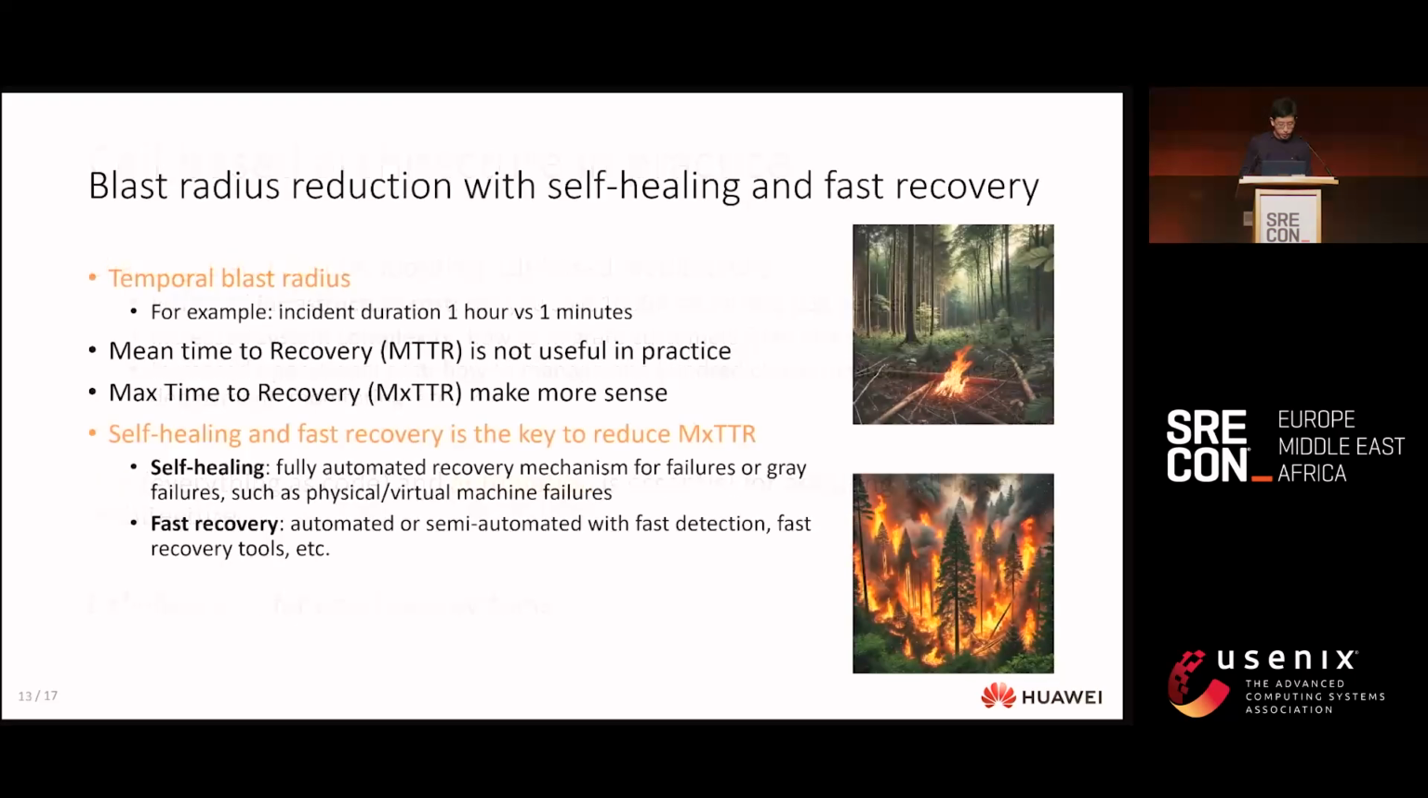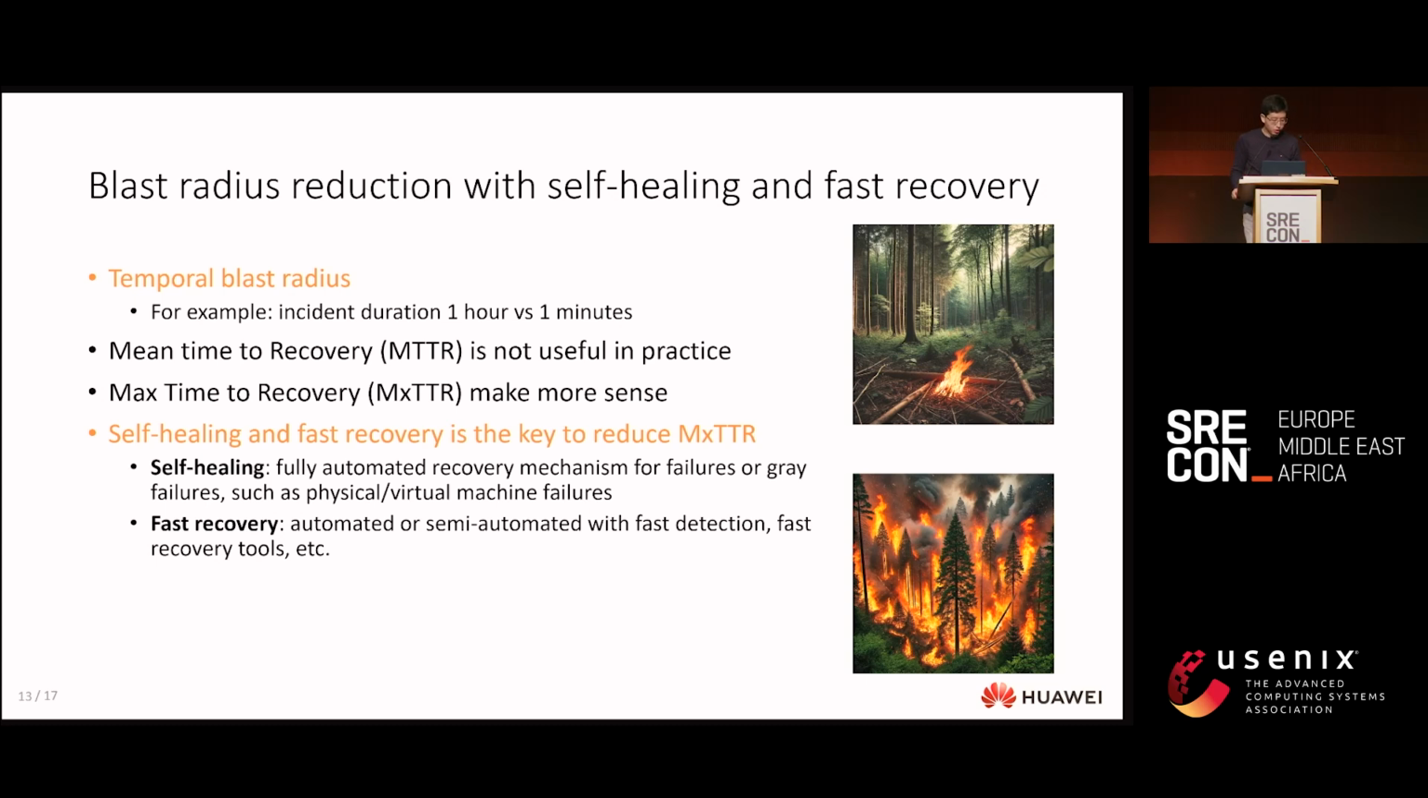So what we talked about is mostly spatial isolation, but how about the temporal blast radius? This is basically about when an incident happens, how fast you recover. Whether it lasted 1 hour or 1 minute, there's a big difference, of course. In practice, I think MTTR, mean time to recovery, may not be quite useful, for example, since it's just an average. So maximum time to recover would make more sense. That's more critical, especially for cloud services.